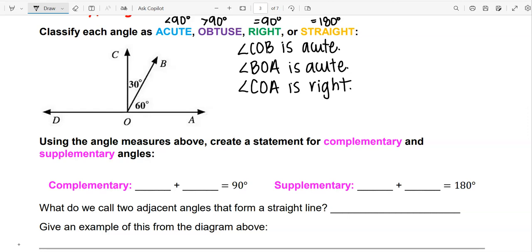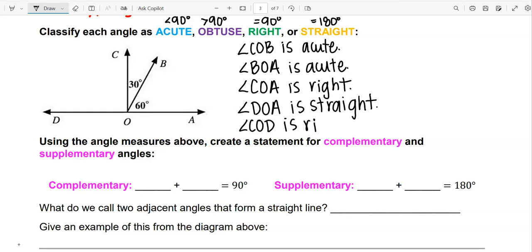Okay, so the statement was if COA is right, then COD has to be right, but why? Sort of. Somebody set it up here. Good. So notice, angle DOA is straight, which means it makes 180 degrees. That's why we can say COD is 90, because we know DOA is 180 degrees. So angle COD is right.